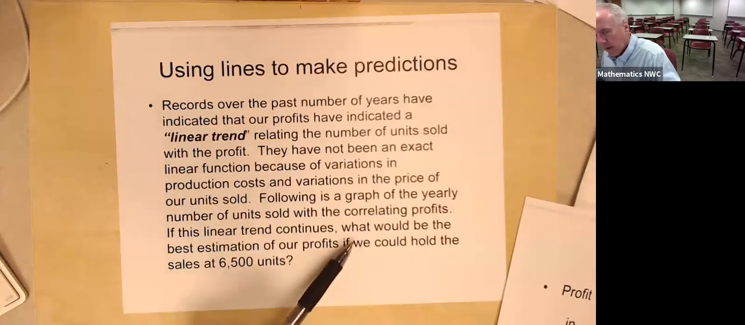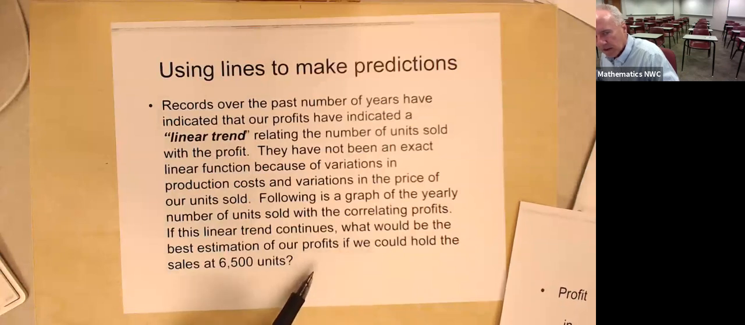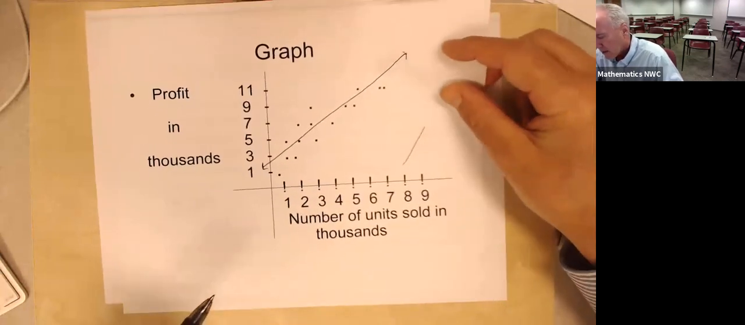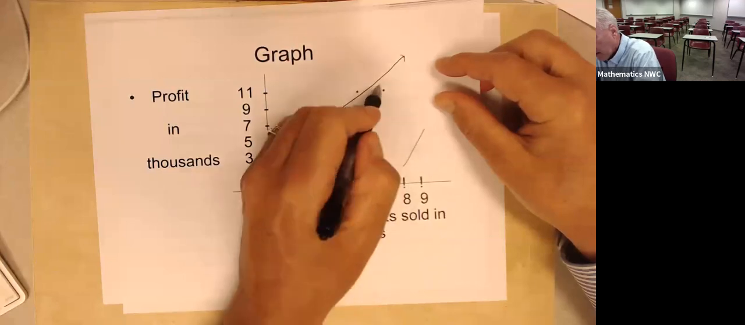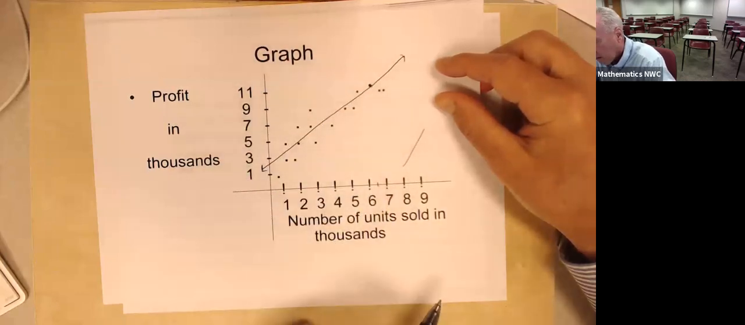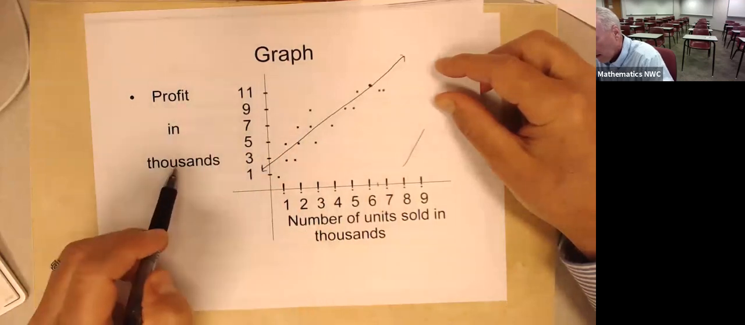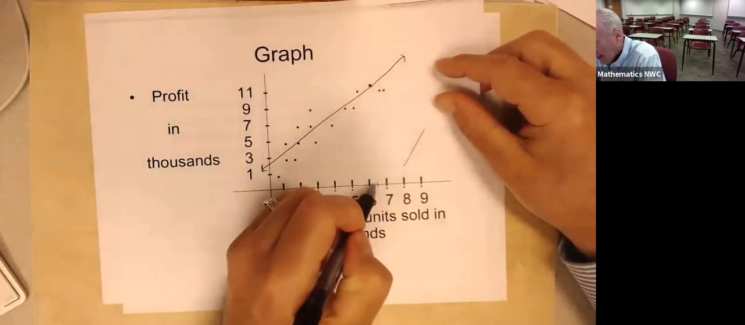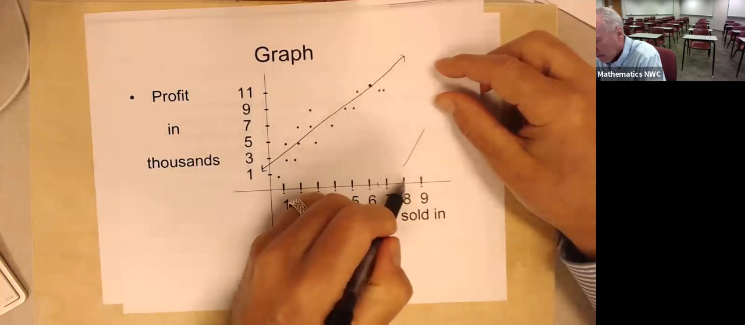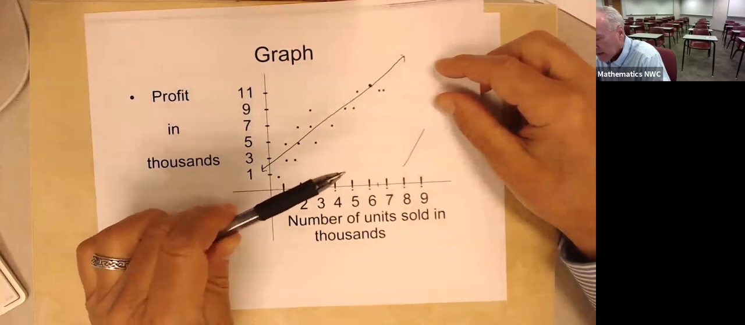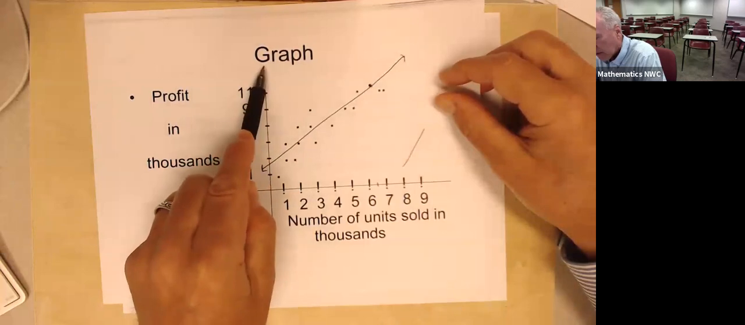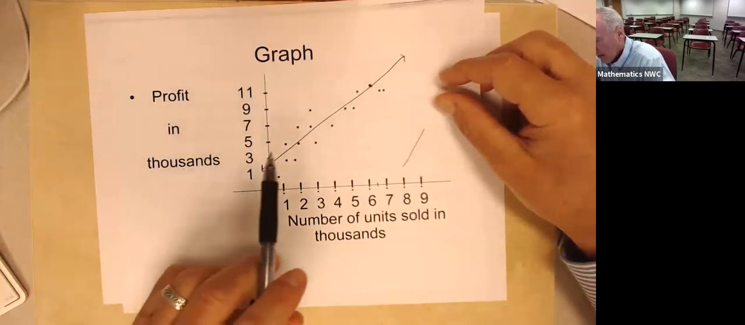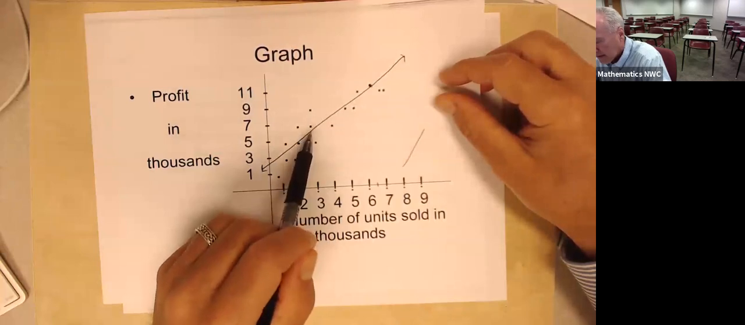Going back to our problem, it asks what would be the best estimation of profits if we could hold the sales at 6,500. Well, 6,500 is right about here. So my profit, an estimate, would be that mark on the line, which would be around 11,000. I could estimate the profit if I could bump the sales up to 8,000. This again is assuming this linear trend continues. So at 8,000, I would probably have something like $14,000 in profit. That's how we're using this line of best fit.